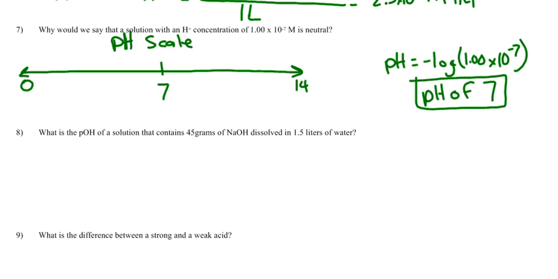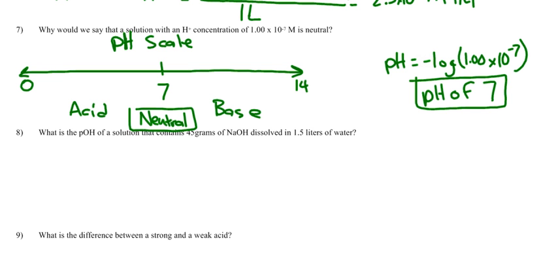Okay, so by what we've said, anything between 0 and 7 on the pH scale is an acid. Anything from 7 to 14 is a base. But right in the middle, we're going to call that neutral. So why would we say that the solution of H plus concentration 1 times 10 to the negative 7 molar is neutral? Well, because it has a pH of 7. So what we've said our scale is defines neutral to be 7.